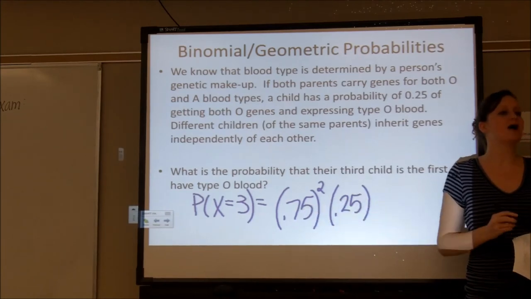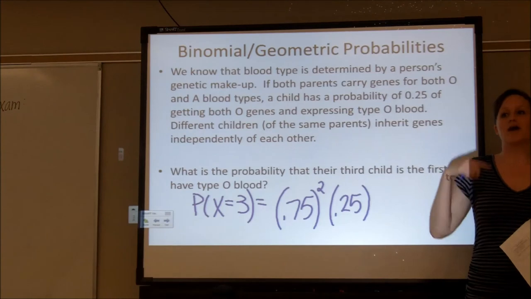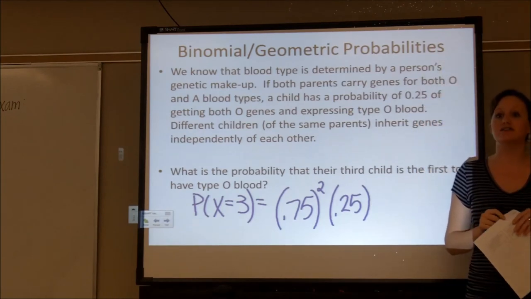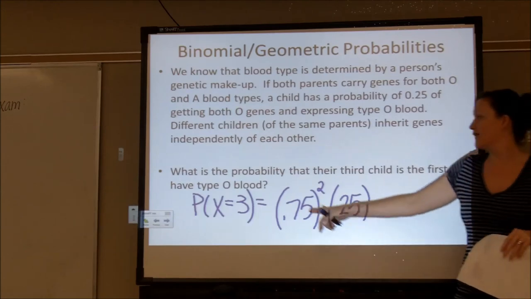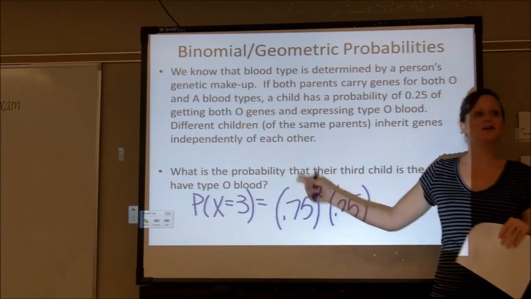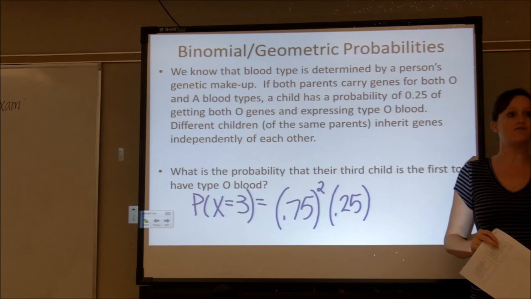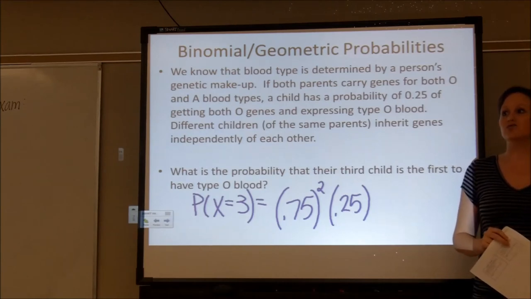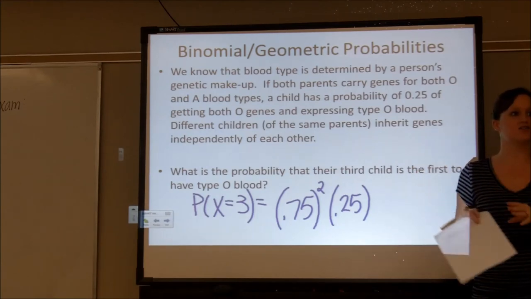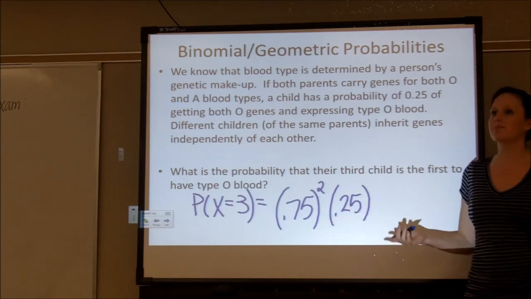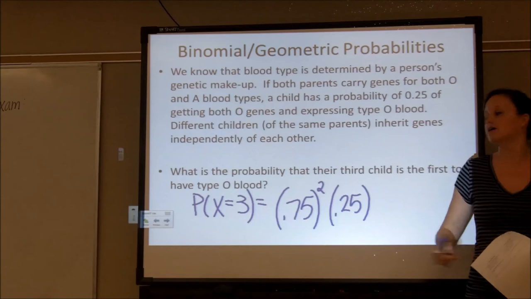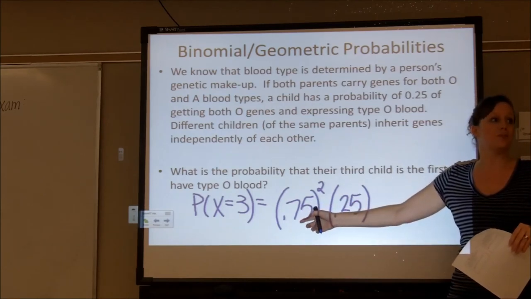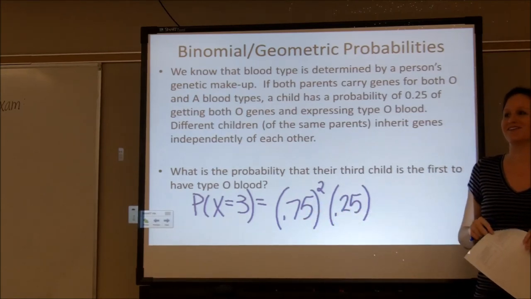So I take the probability of failure raised to the number of failures that I want to see. I want to see 2 failures, then I want to see a success. I don't have to worry about any coefficient out front because there's only 1 way to arrange this: fail, fail, success. That's why we don't use the fancy calculator stuff for geometric, because it's so simple. It's just logic. If my first typo kid is the third one, that means I have 2 non-typo kids, and then 1, I'm calling it typo.